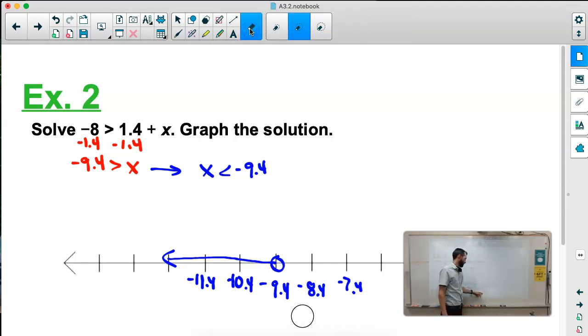Or come up with a creative way to do that. Maybe you go by 0.2, so that's not too bad. Negative 9.2, negative 9, negative 8.8, so on and so forth.